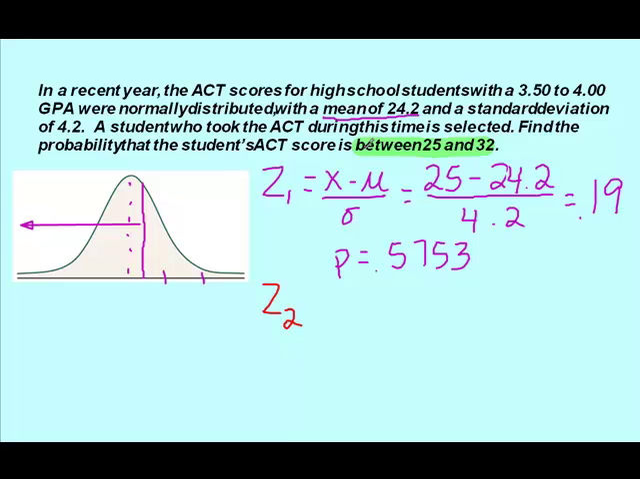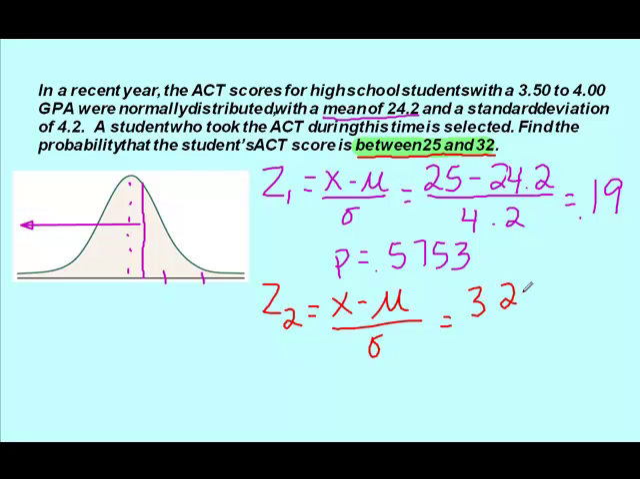But that's not what I want. I want things that are between 32 and 25. I'm not looking for area to the left of z equals 0.19, I'm looking for areas that are between these two numbers. These two numbers have to be converted to a z-score. First one has been done, the second one shall be right now, using the same formula.